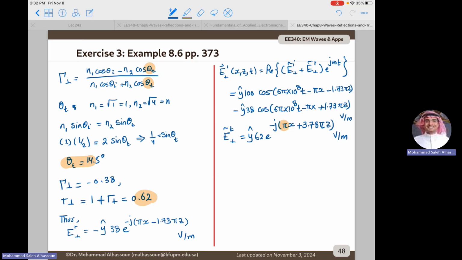And maybe it's better to write it in this form so you guys will not miss it. So the wave vector is K2 multiplied by x sine theta t plus z cosine theta t. And if you do that, you will get pi. K2 is 4 pi, so you get pi x plus z 3.78 pi.